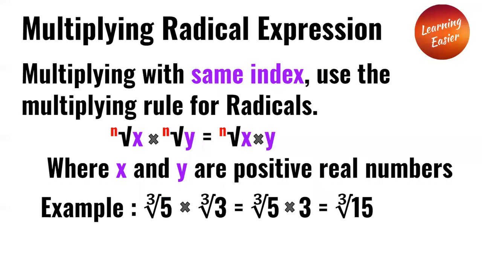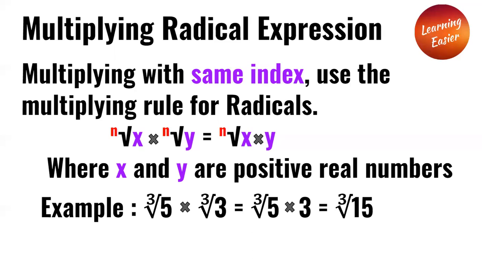Multiplying radical expressions. If we're multiplying with the same index, we can just multiply using the multiplying rules for radicals. So the nth root of x times the nth root of y is equal to the nth root of x times y. In this example, we can just multiply x times y since we have the same index of n. And in this example, x and y are positive real numbers.